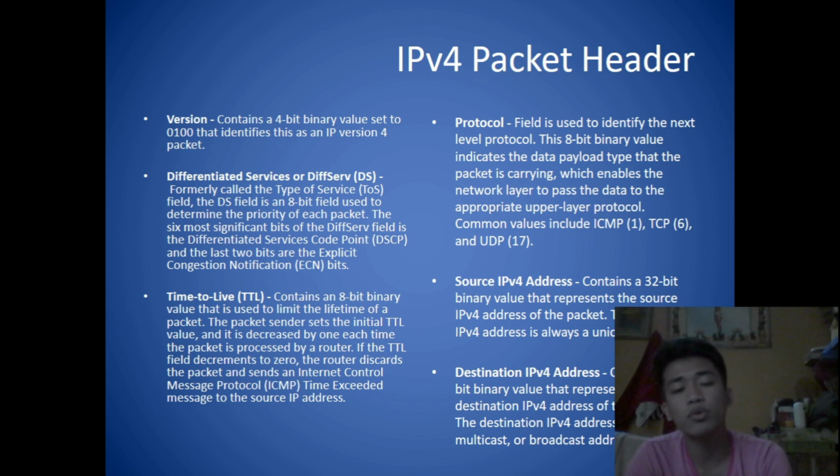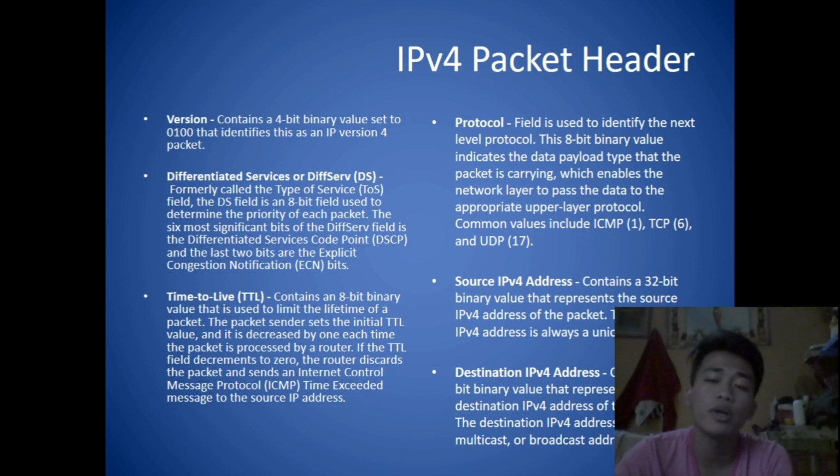So time to live contains an 8-bit binary value that is used to limit the lifetime of a packet. The packet sender sets the initial TTL value, and it is decreased by 1 each time the packet is processed by a router. The protocol field is used to identify the next level protocol. This 8-bit binary value indicates the data payload type that the packet is carrying, which enables the network layer to pass the data to the appropriate upper layer protocol.